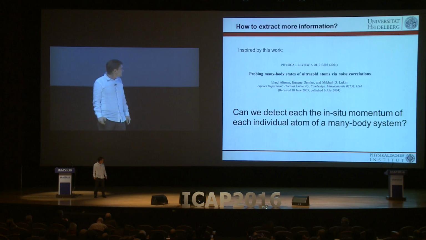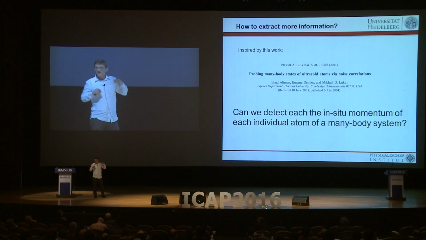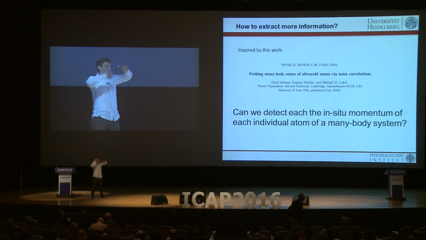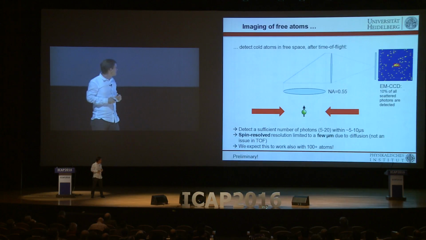Okay, this might not be enough, but what you really want is to extract more information than just coherence properties. And here we are inspired by this work here, understanding noise correlations in a system. And for this, we would like to see the fluctuations on top of the signal I've just shown you. And here we think what we can do is the following. We might get an in situ picture of all the individual atoms in our system in momentum space by just detecting individual cold atoms in free space after a time of flight.